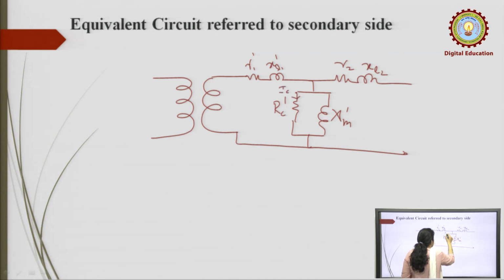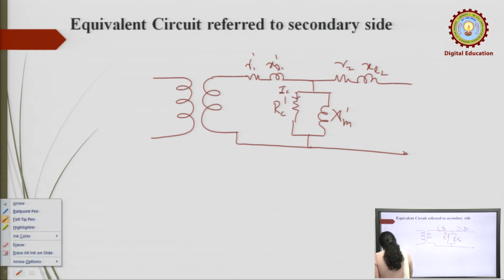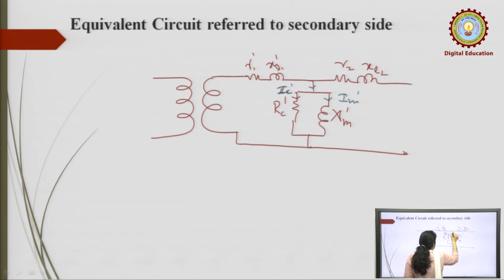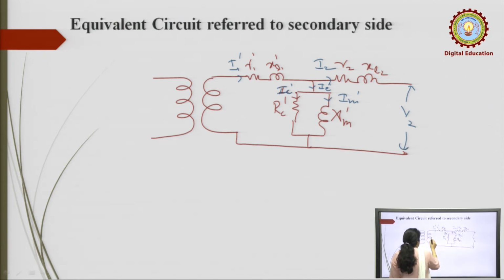Now this becomes IC dash, and this becomes IM dash, and this is IE dash, because these quantities are on the primary side. You are transferring these quantities to the secondary side, so they become dashed quantities. Suppose this is I1 dash, this is I2 and this is V2. This is E1 transferred.